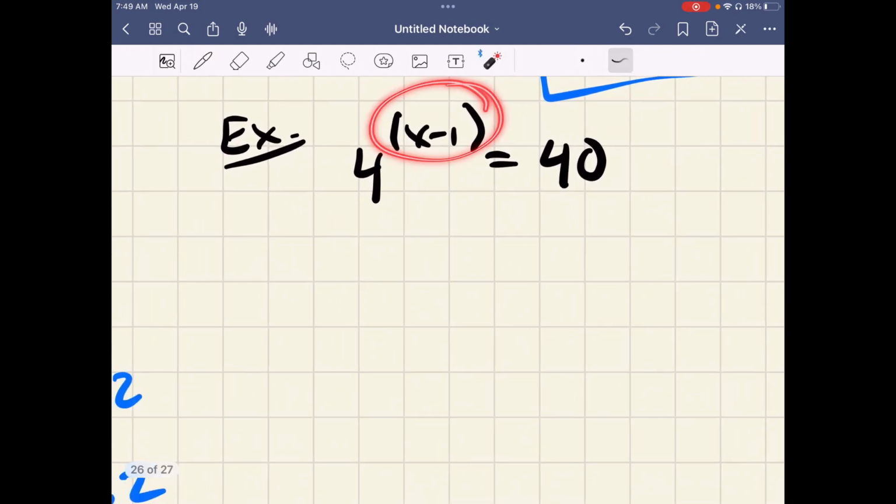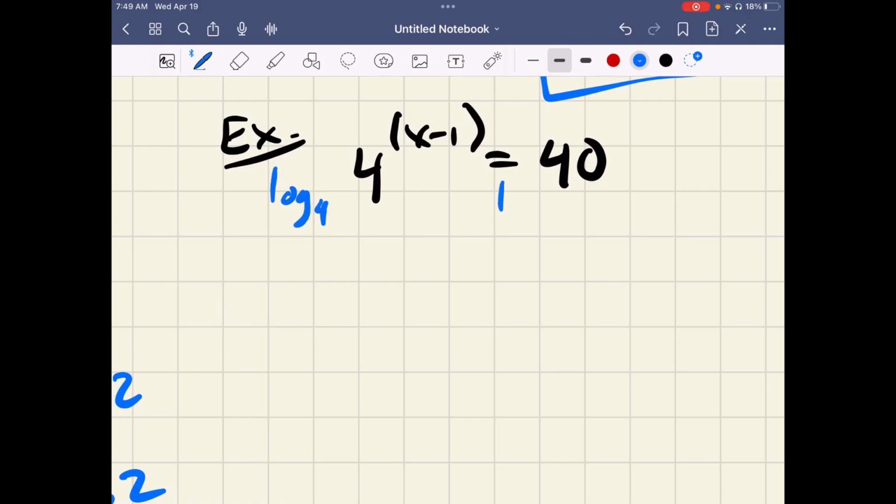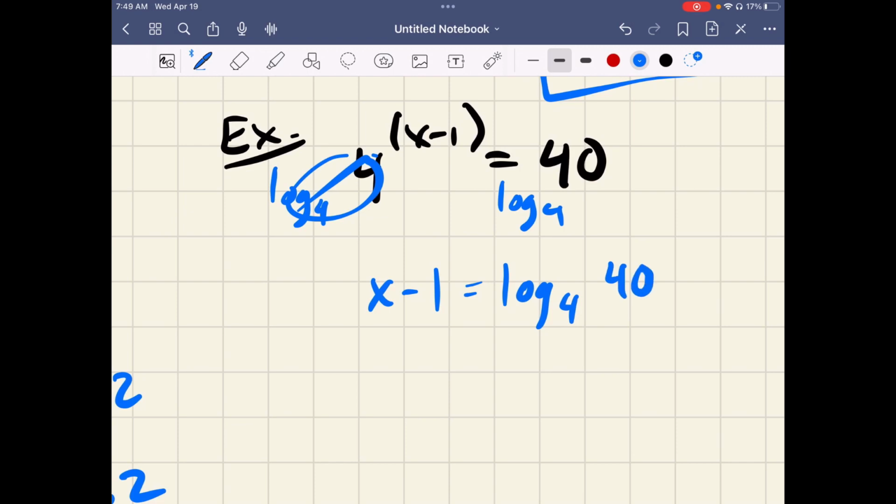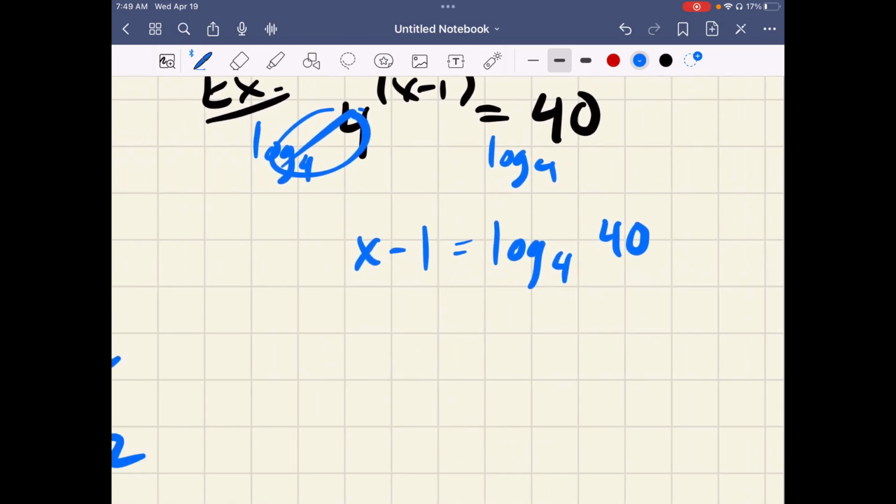I have an expression here in the exponent, so I'm still going to take the log base 4 of both sides, and I do that because those are opposite operations, and they cancel each other out. I got x minus 1 equals log base 4 of 40. But now this one is not so nice to us. It gives us kind of a long decimal there.